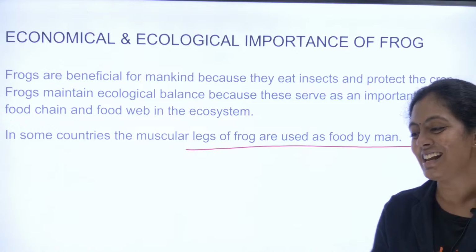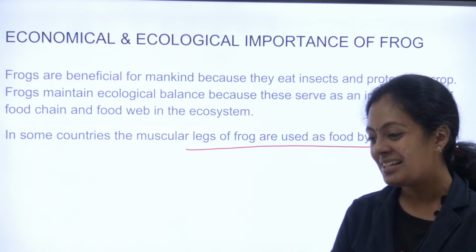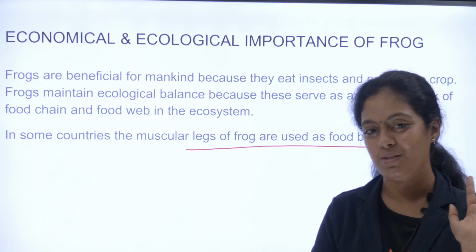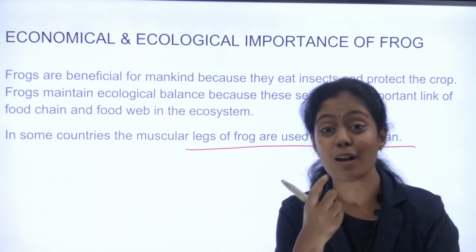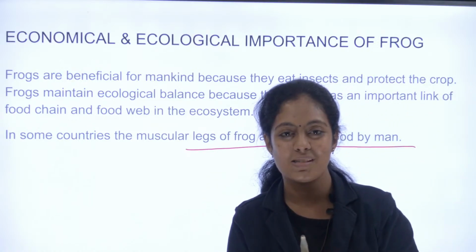Very good. Excellent. So you have listened to my session very clearly. Thank you. There is one gland that is absent in frog, that is hypothalamus. They also have the thymus gland. But they don't have hypothalamus.